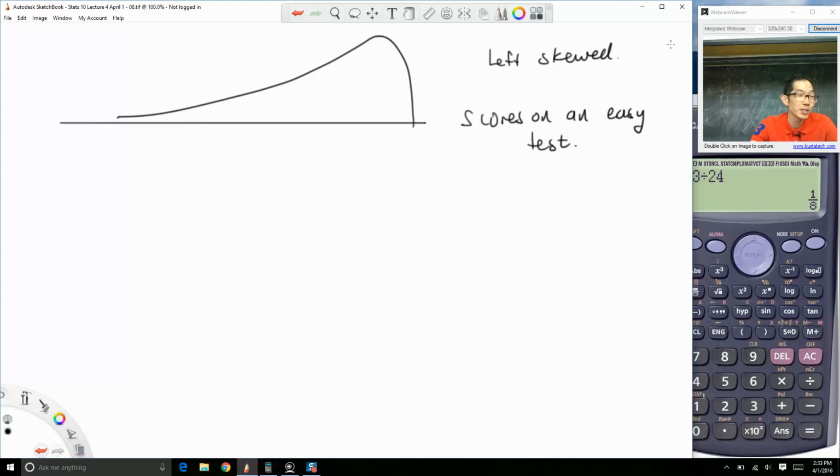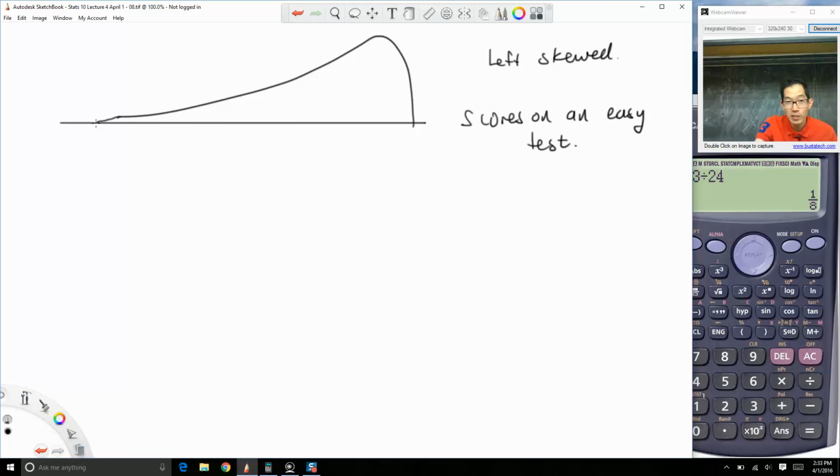So if it's an easy test, probably most students are going to score like 90% or something, okay? But you can't get higher than a perfect score. So it's not possible to get higher than a perfect score, but you've got a lot of people getting high scores. So the bulk is up on the high end.